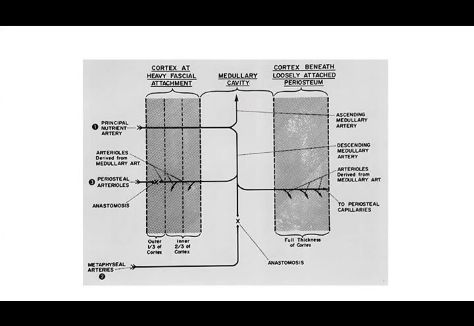The principal nutrient artery divides into an ascending and a descending branch. These are the three parts of the cortex: the inner two-thirds and the outer one-third. The nutrient artery supplies the marrow cavity and then gives certain branches directed outwards, which supply the inner two-thirds of the cortex. This is centrifugal blood flow.